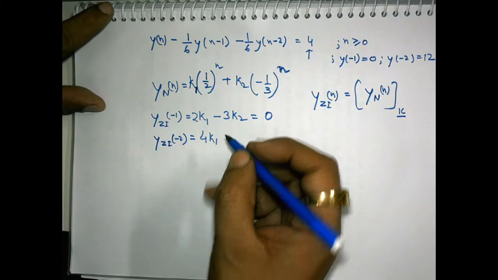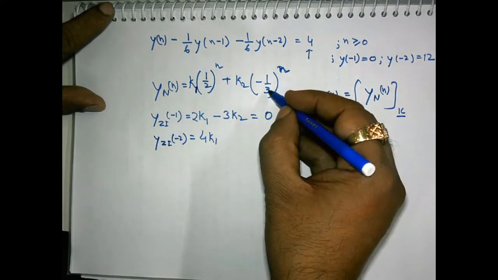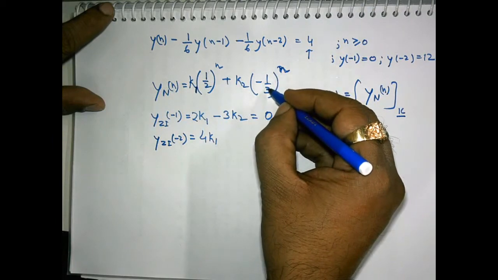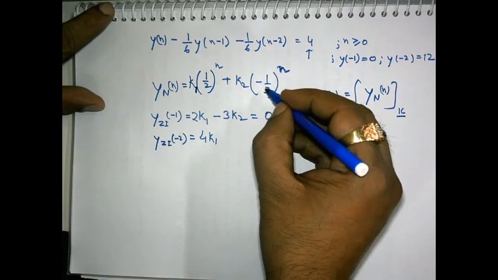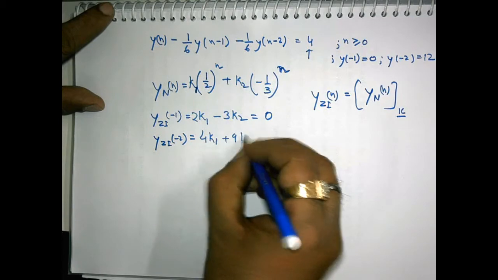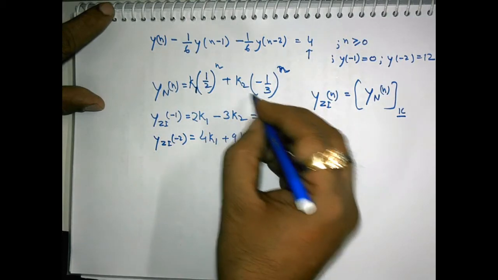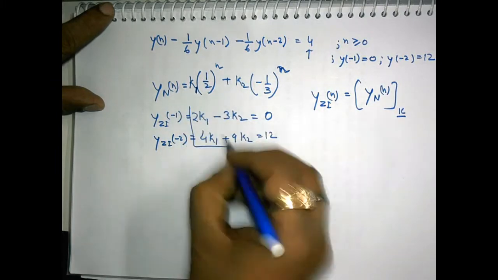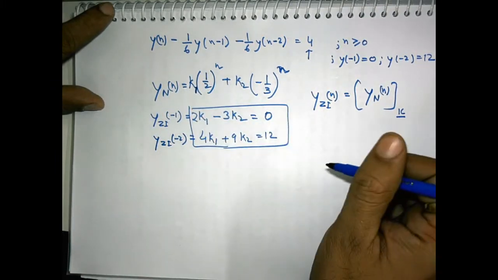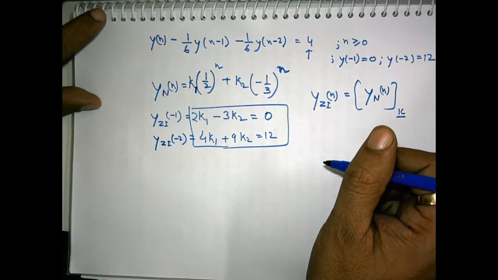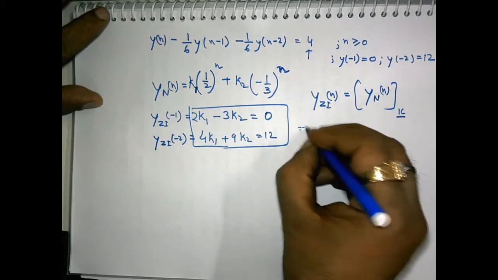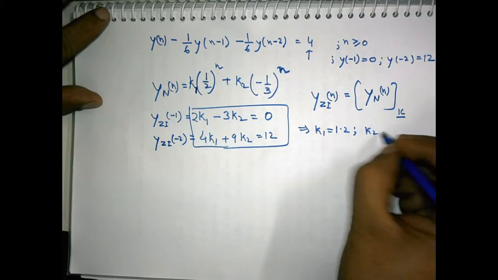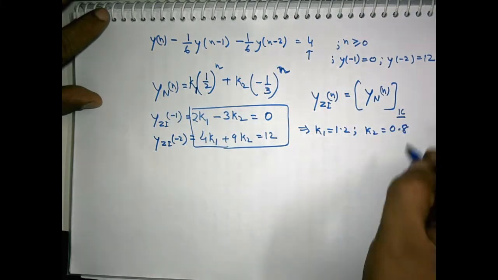This will be equal to 4 K1, and this will be equal to, if we substitute here minus 2, now this minus becomes plus, it is equal to plus 9 K2. 9 K2 equals 12. So we have now two equations to evaluate K1 and K2. If you evaluate the values of K1 and K2 from this, K1 comes out to be equal to 1.2 and K2 comes out to be equal to 0.8.